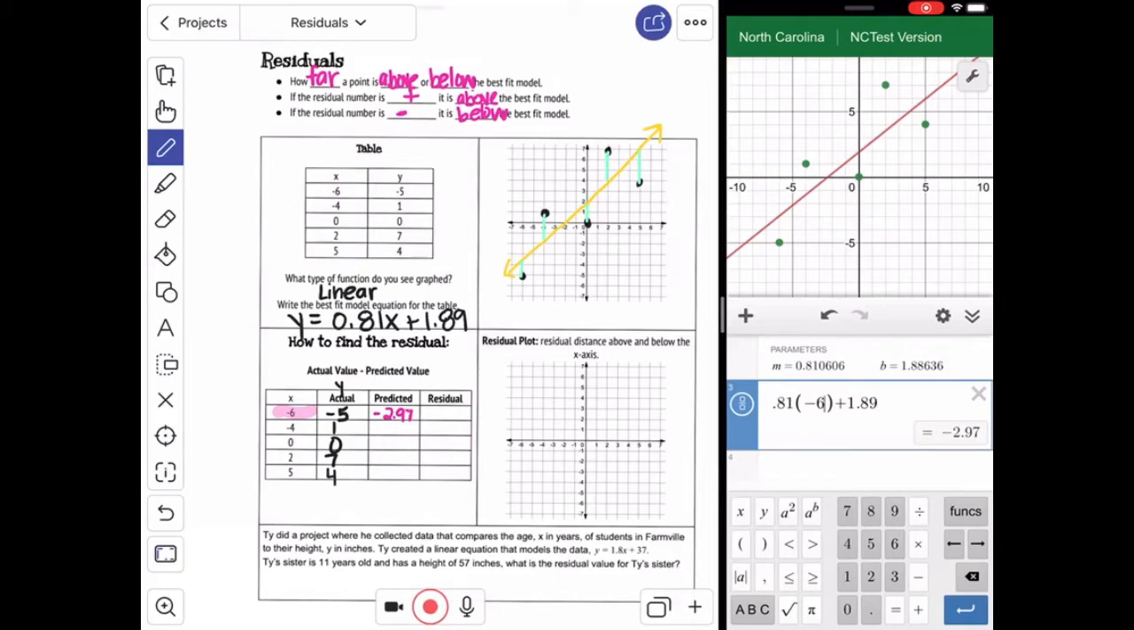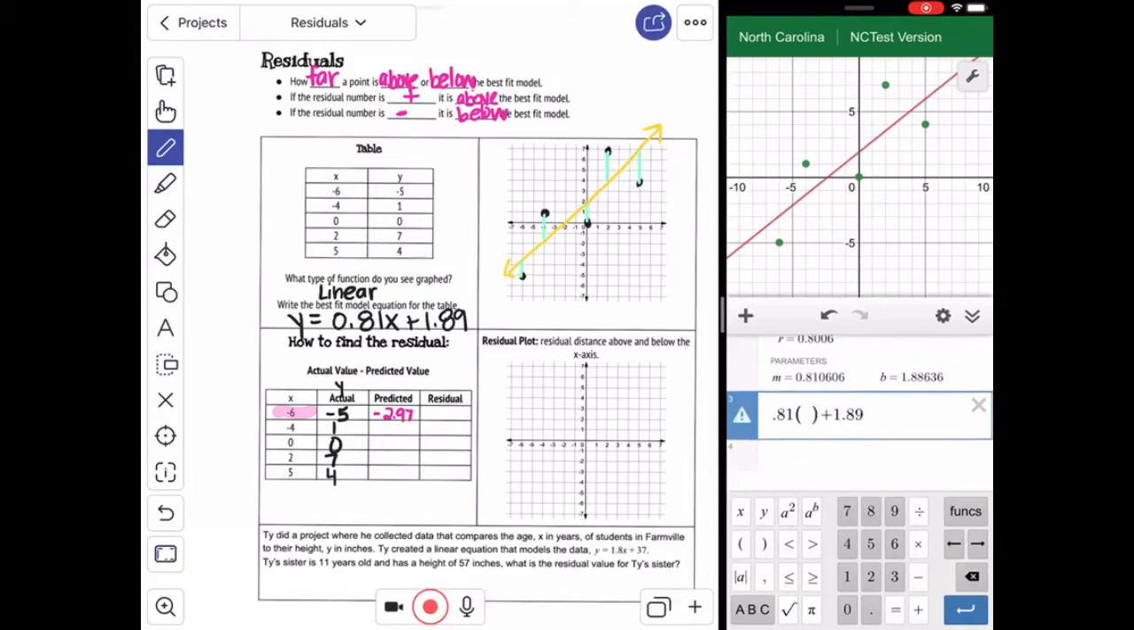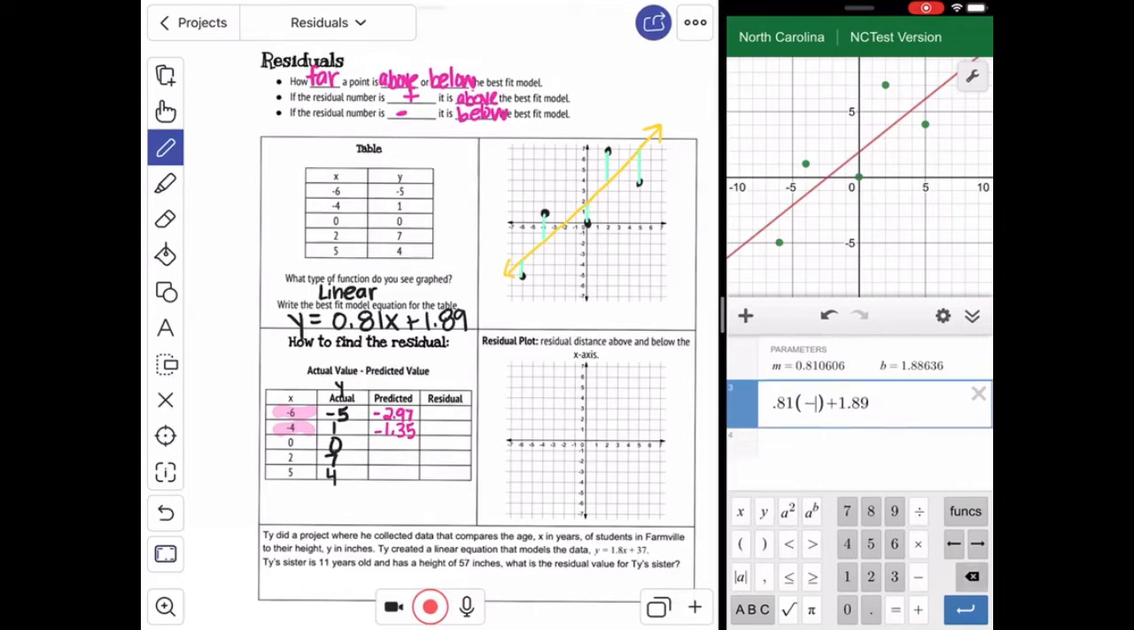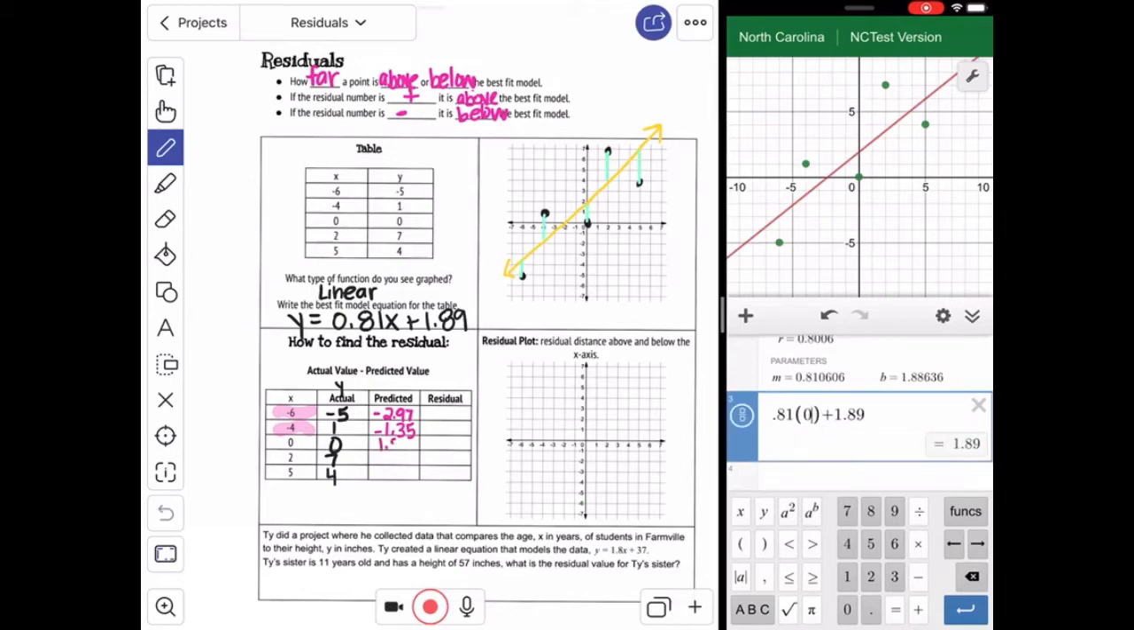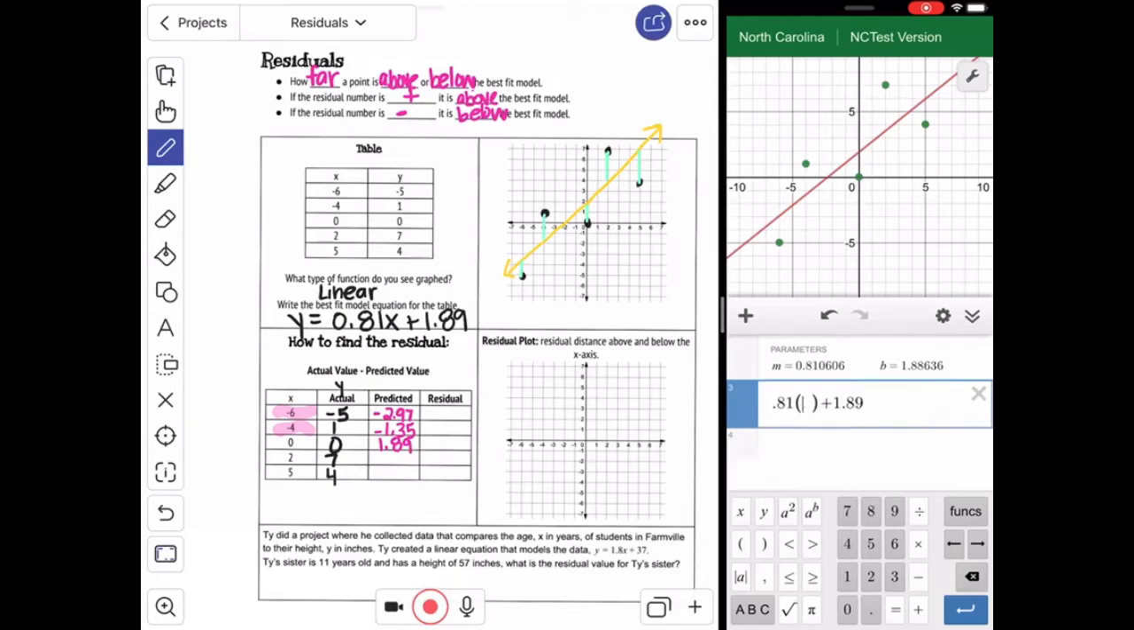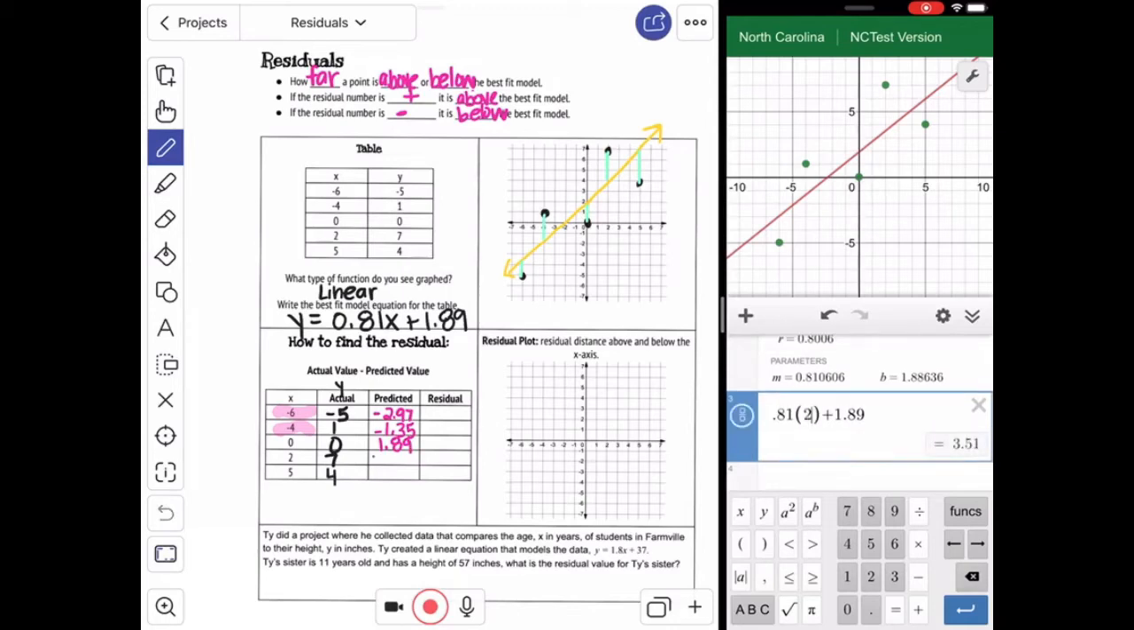So if I were to do the same thing for -4, so my next example down here would be -4, and we plug that in the x spot, they're predicting that we're going to get -1.35. Now, if I continue this process on, and I did 0, obviously I get 1.89. Then I'm going to plug in 2. I get 3.51. And I'm going to plug in 5. These are all the predicted values that I would get.